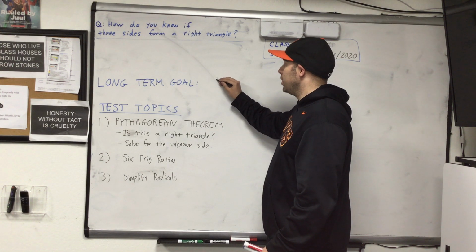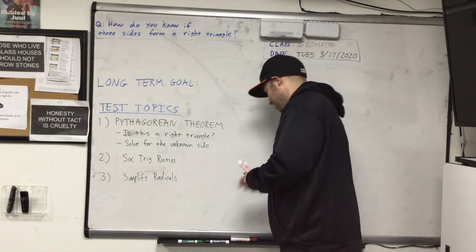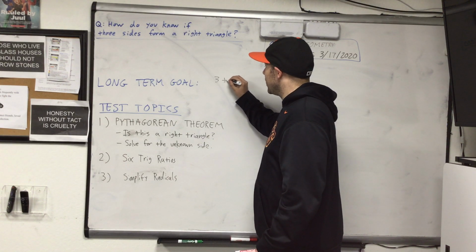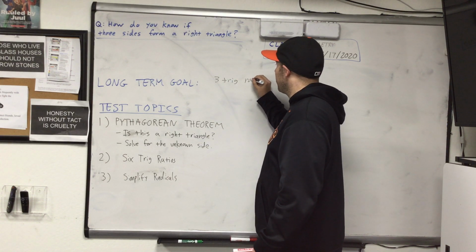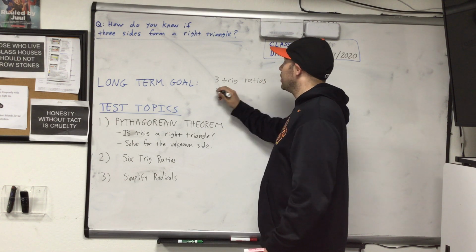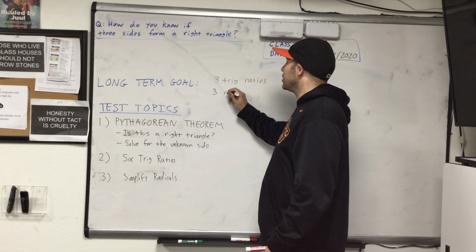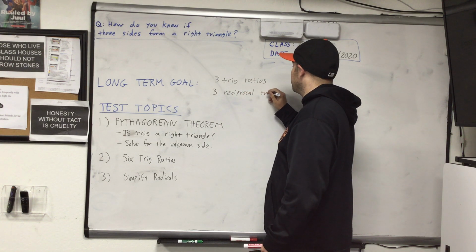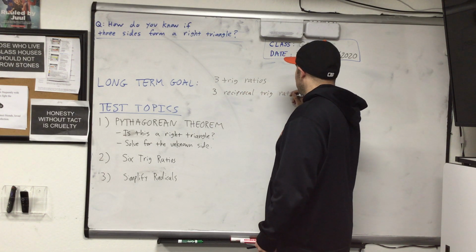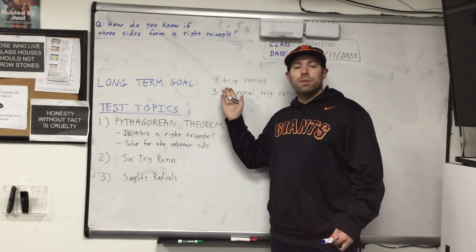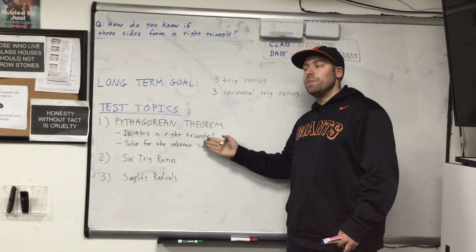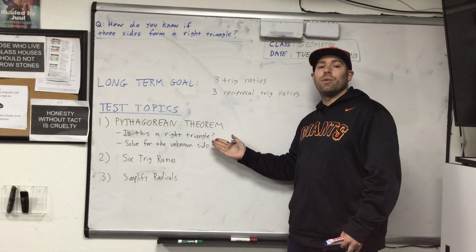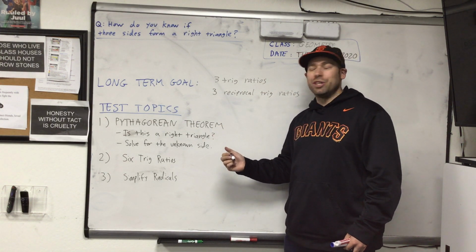So we've got three trig ratios: sine, cosine, and tangent. Oh, this marker's out of ink. But we're also going to discover the three reciprocal trig functions. Okay? So that's going to be the long-term goal. We're going to get reacquainted with the Pythagorean theorem and how that relates to all six trig ratios.